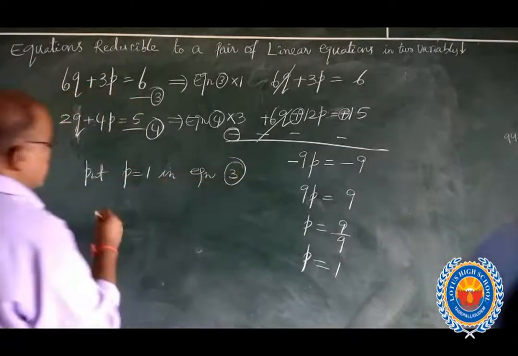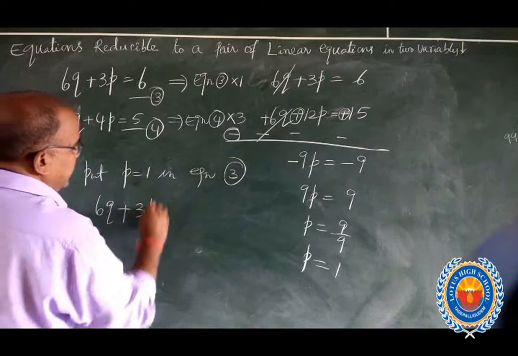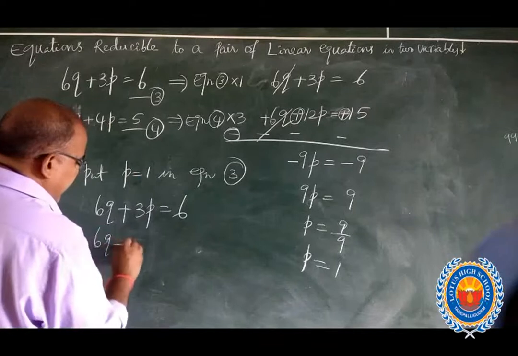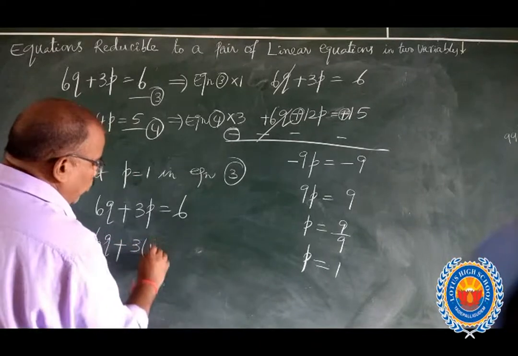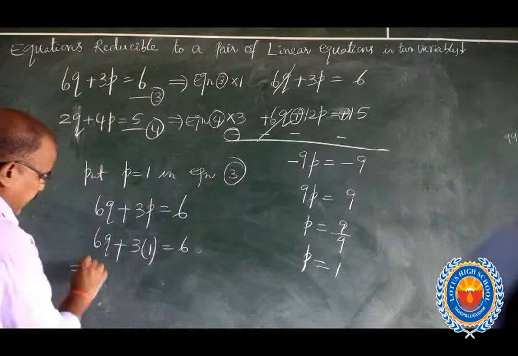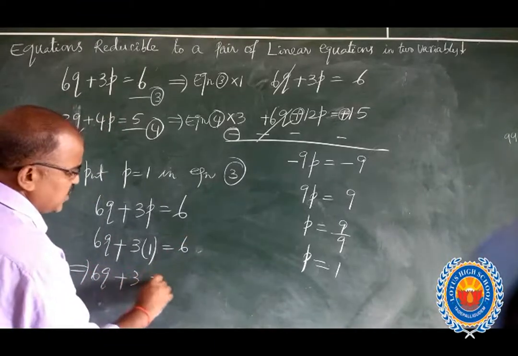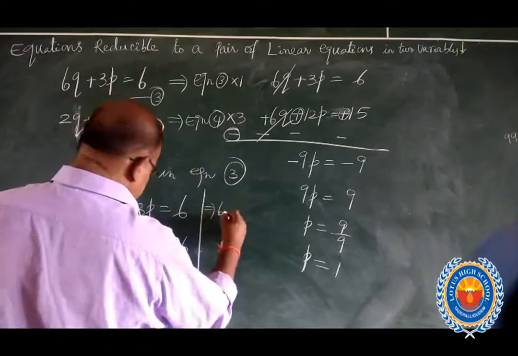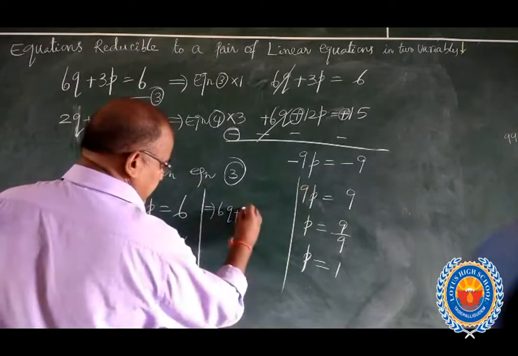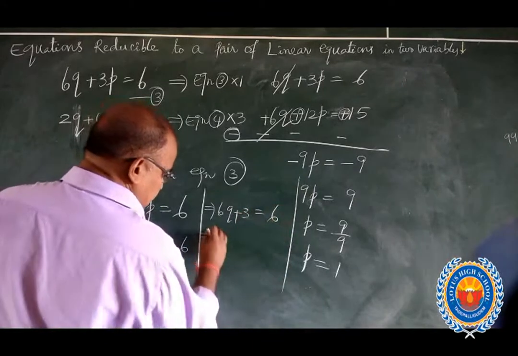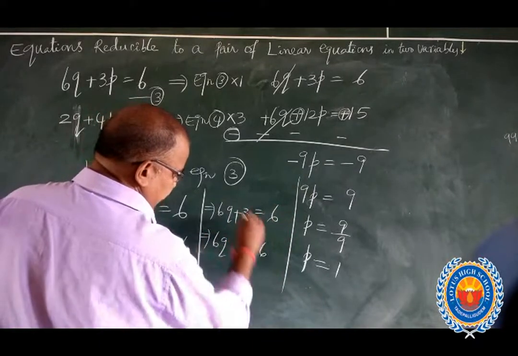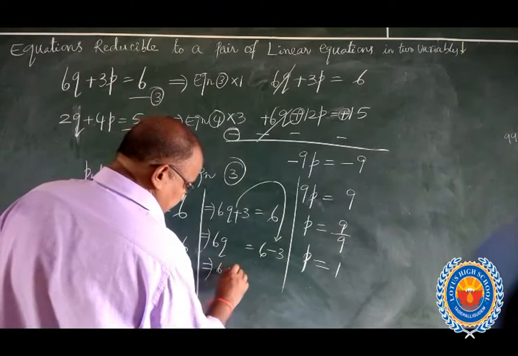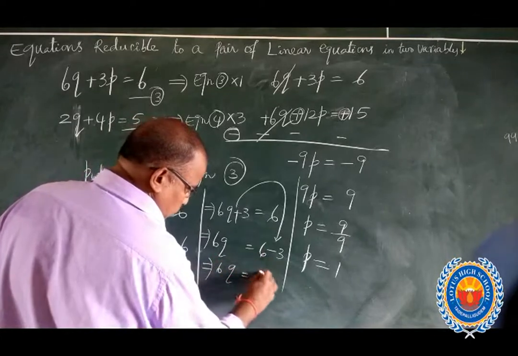So in equation 3, 6q plus 3p is equal to 6. 6q plus 3 into p, 3 into 1, is equal to 6. That implies 6q plus 3 is equal to 6, so 6q is equal to 6 minus 3. That implies 6q is equal to 3.